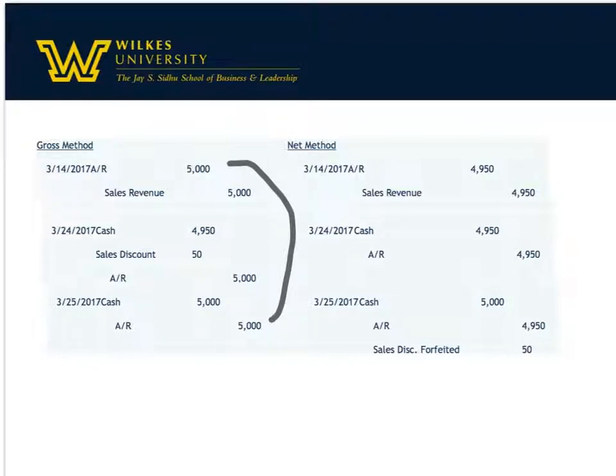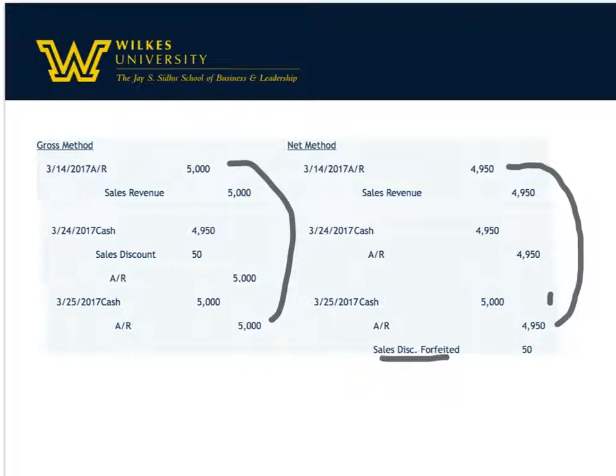On the net side, though, the discount was expected to be taken. So you're going to have the same kind of issue. Originally, it was debited for accounts receivable for $4,950. So we need to credit accounts receivable for $4,950. Because when all is said and done, that customer doesn't owe any more or any less. Their balance is 0. But they end up paying $5,000. So you end up with a need for a credit for another $50. Well, that account's called sales discount forfeited. It's an additional revenue account.